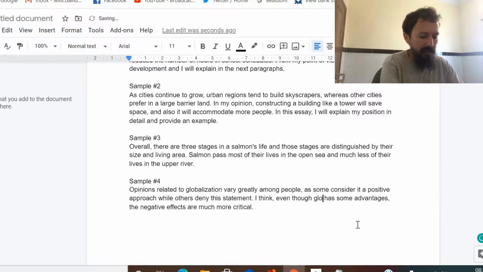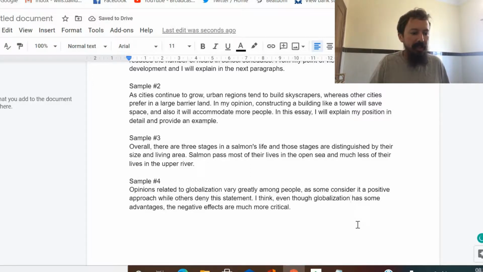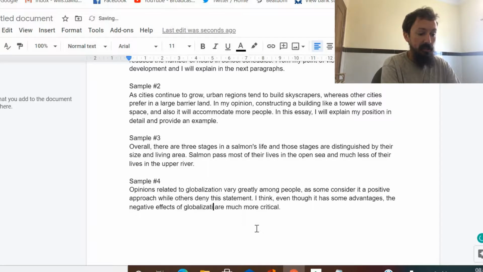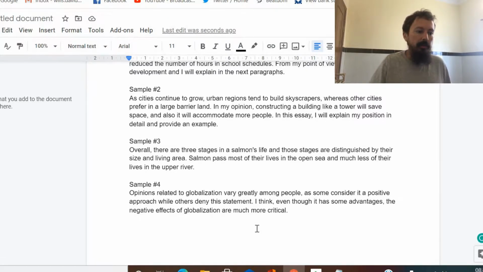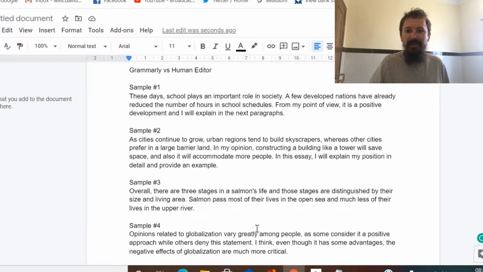It's not ideal to replace this with the same word again and to have repetition. So it could be possible to say, even though it has some advantages, and in this case we're using a pronoun to repeat the idea of globalization. So that's good. Or we could even add globalization later in the sentence. I think even though it has some advantages, the negative effects of globalization are much more critical. So we've fixed this grammatically by using Grammarly and a human editor.